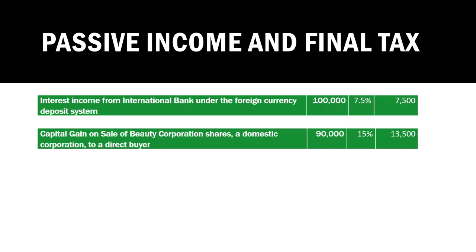But in your case, guys, this should be your main goal, to have a passive income. Passive income is a source of income wherein you are not actively participating in the business. So you just derive your income from the interest, the capital gains, from dividends, and yet the tax rate is pretty much lower than the regular corporate income tax.